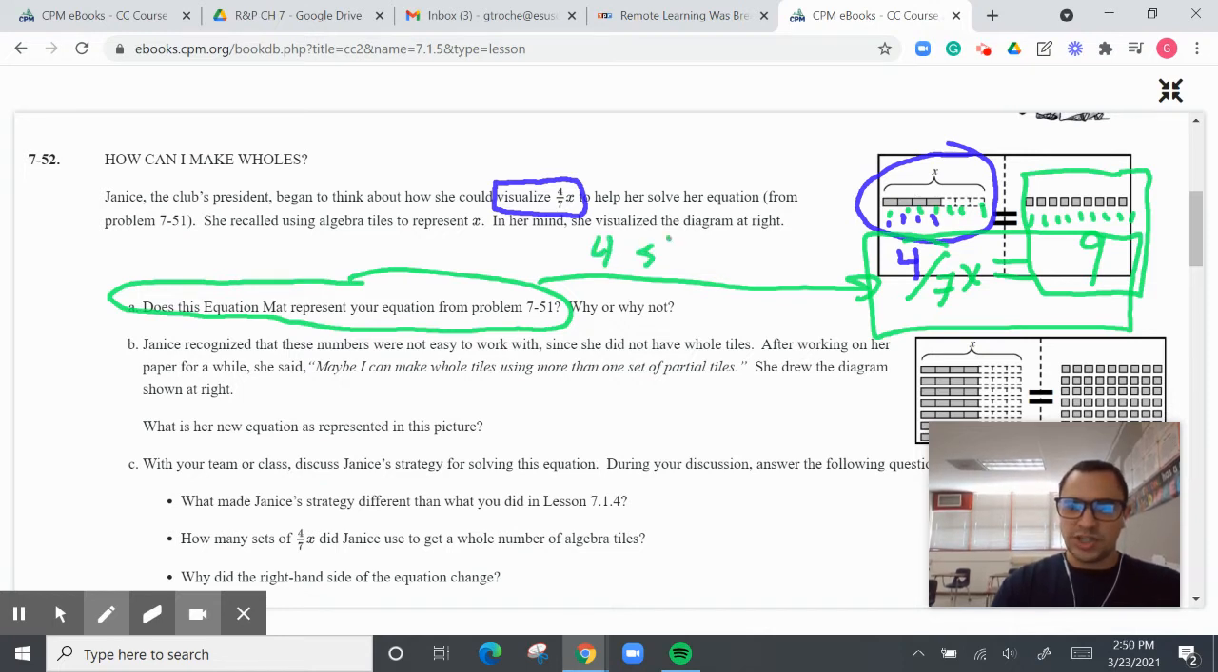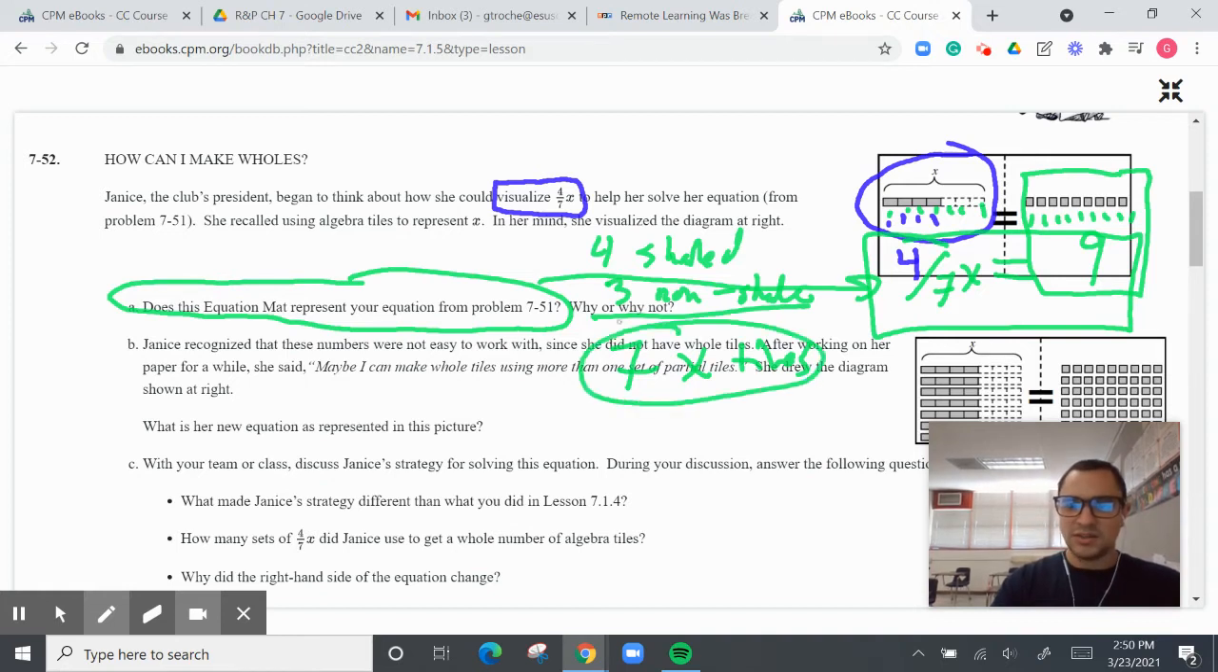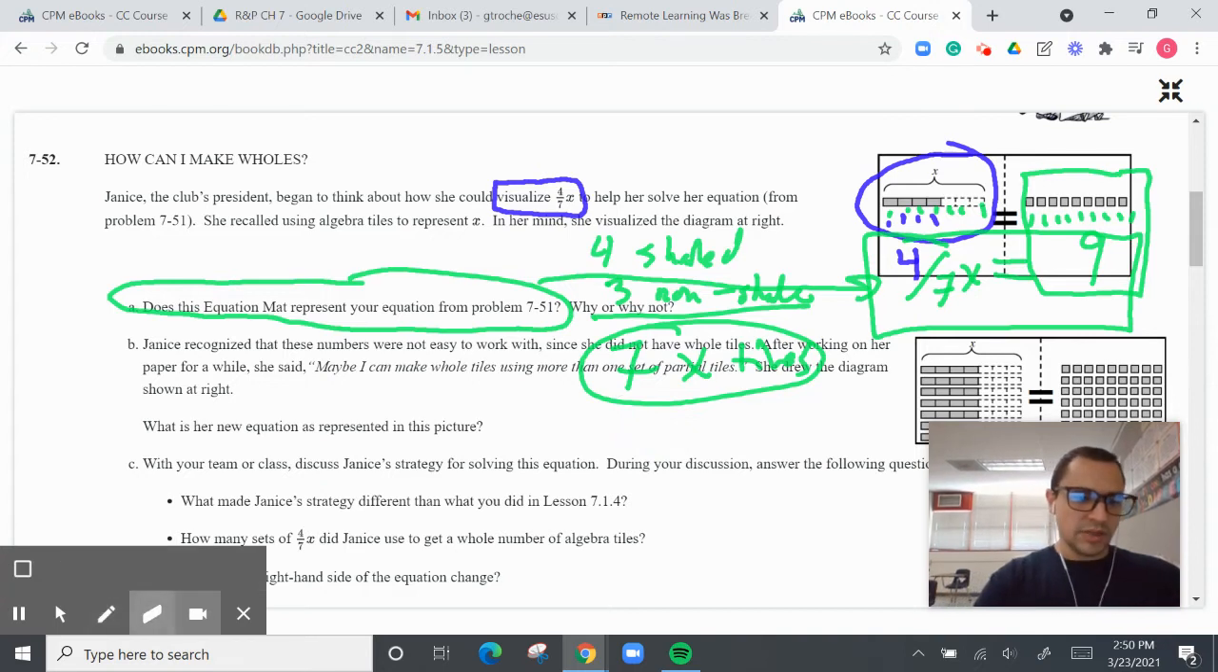So there's 4 shaded and 3 non-shaded for a total of 7 x tiles. And so that's the key, is that there's 7 x tiles, but there's 4 of them that are being used. And that's pretty much it. Let's move on to the next one.